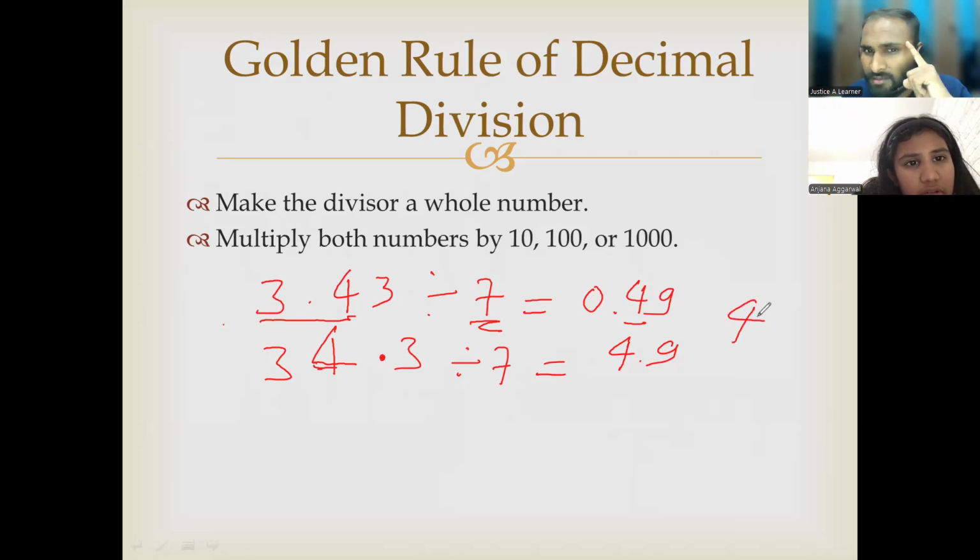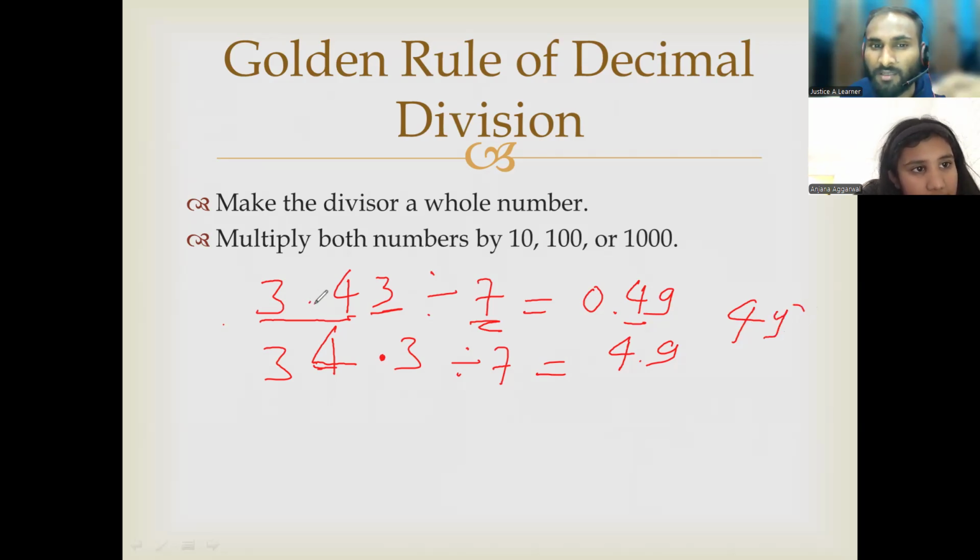Are you getting my point? Just forget about the decimal now. So I will write 4. It was 34, 7 fours are 28, so 34 minus 28 is equal to 6. And then it becomes 63 with this. So 63, 7 nines are 63. So this is the way we can do it mentally.